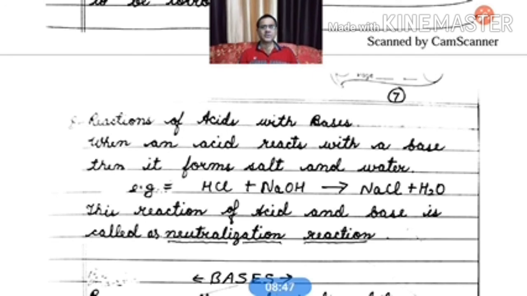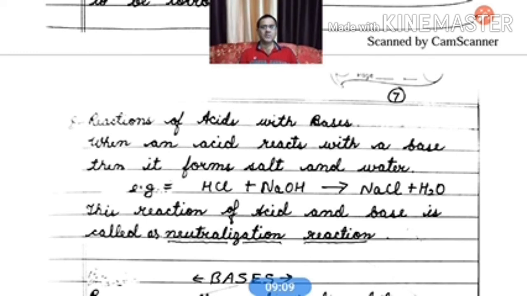This reaction is also called a neutralization reaction. Why is it called a neutralization reaction? Because in this reaction a neutral substance is formed as a product, and that is NaCl. NaCl is a neutral substance. HCl is the acid, NaOH is the base, NaCl is a neutral substance, and due to the formation of this neutral substance the process is called a neutralization reaction.